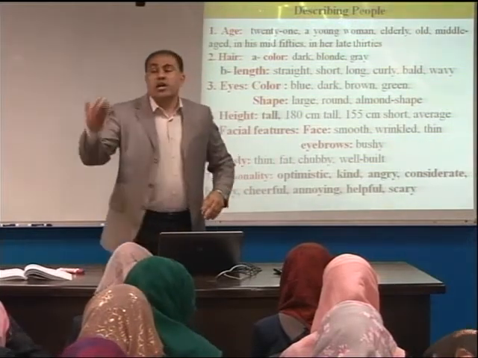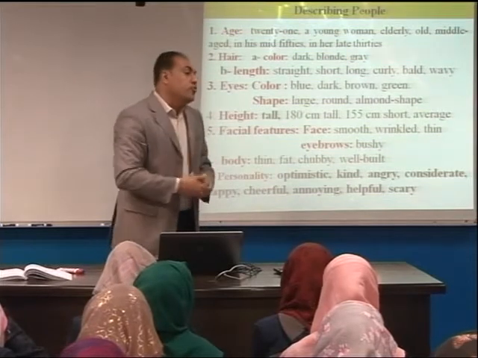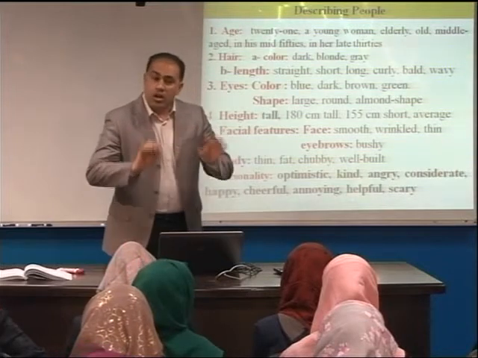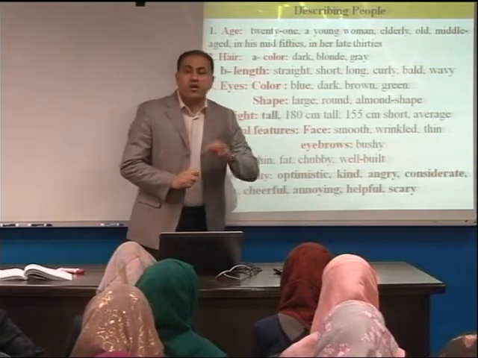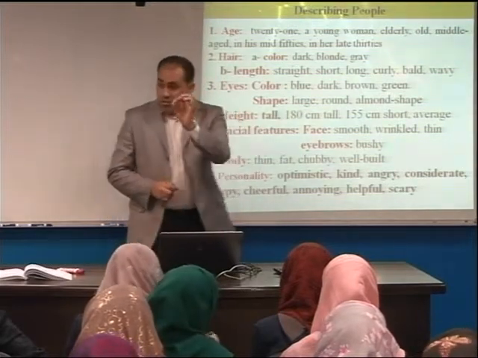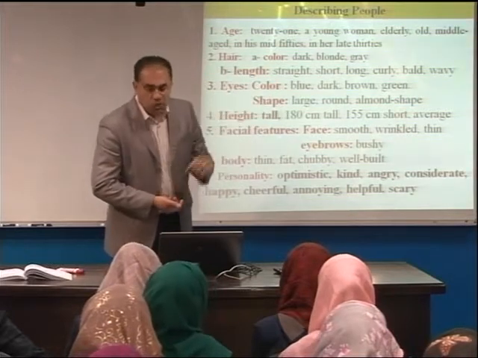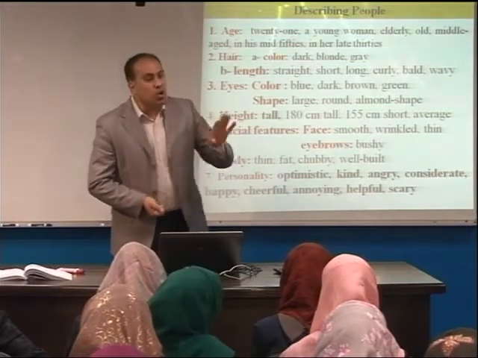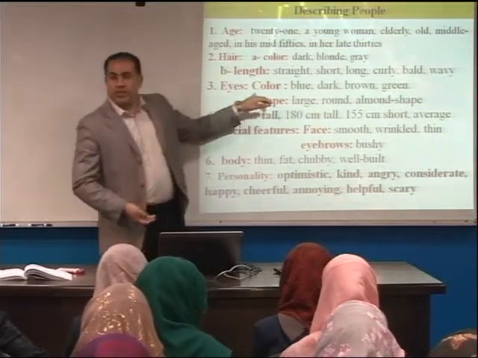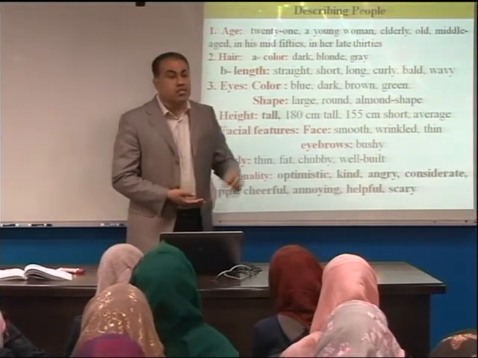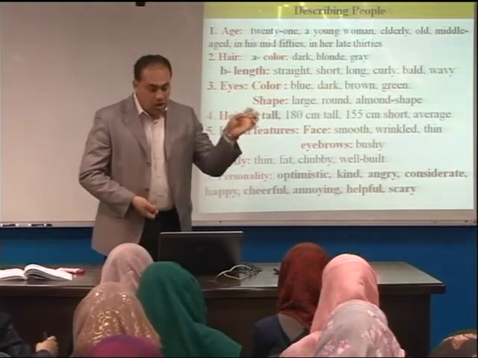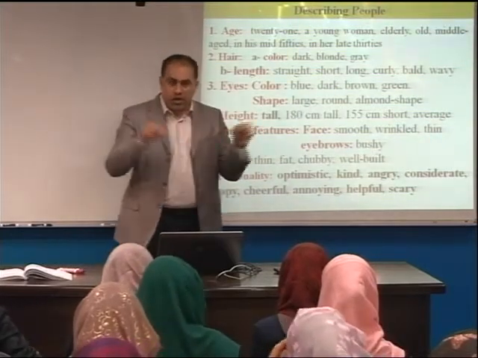She is in her late 20s, late 40s, late 80s, and so on. We can look at the hair, for example, the color of the hair: dark, blonde, gray. We can look at the length of the hair, for example, straight, short, long, curly, bald. He is bald, no hair, wavy, and so on. We can look at the eyes, for example, the color of the eyes: blue, dark, brown, green, and so on. Shape of the eyes, for example, large eyes, round eyes, almond shape eyes, and so on.